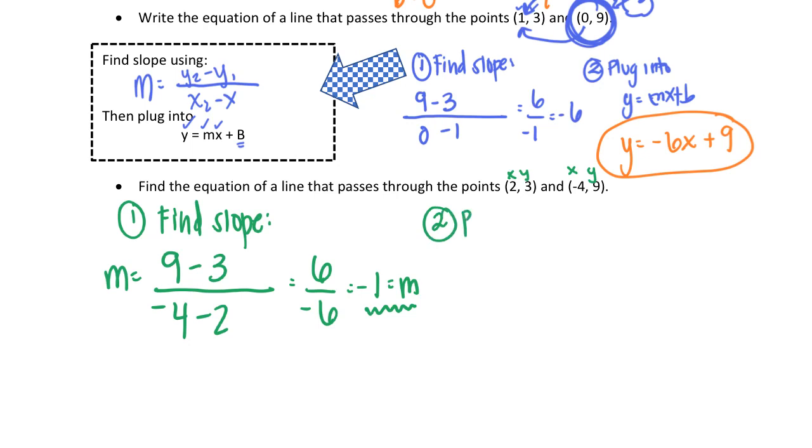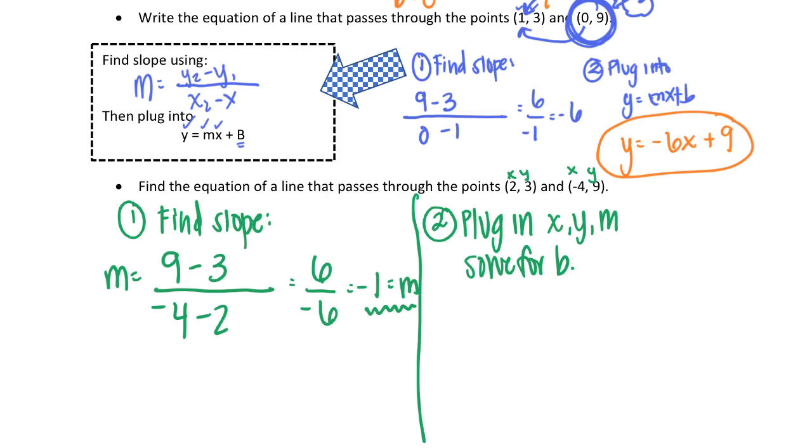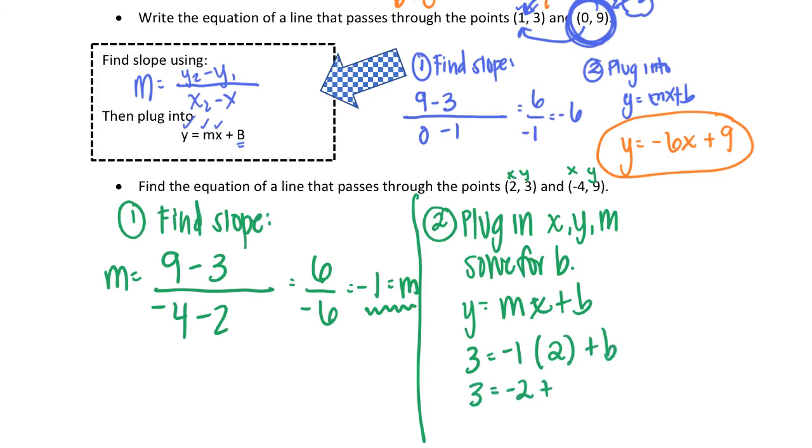In our second step, we're going to plug in one of the points. It doesn't matter which one, x, y, and m. And we're going to find b. Let's try that out. I'm going to use the point 2, 3. Doesn't matter which one you use. So we're plugging into y equals mx plus b. Our y value is 3. Our m value is negative 1. X is 2. We don't know b. Add 2 to the left side, and you should get b is 5.